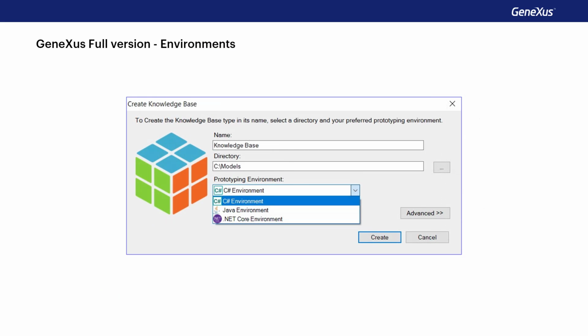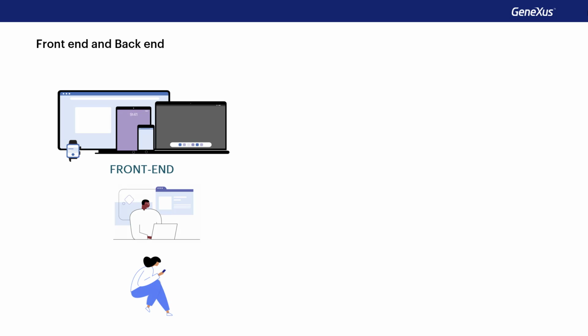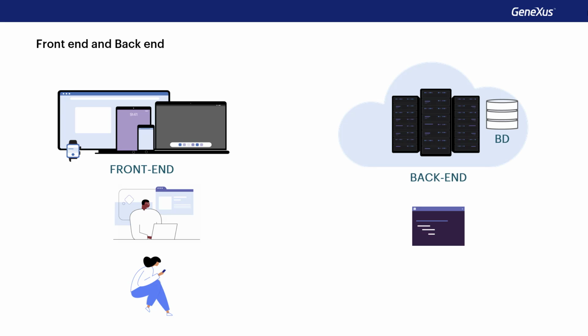Okay, a default environment is created when the knowledge base is created. If we have a full version of GeneXus, the dialog box asks the user to select the programming language that will be used for the application's backend. The rest of the information must be configured through its properties. Remember that the front end is the part of the application that interacts with the users, while the back end of an application takes care of all its logic and programs, as well as the connection to the database, servers, and so on.